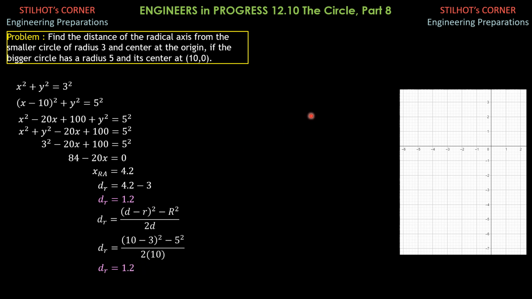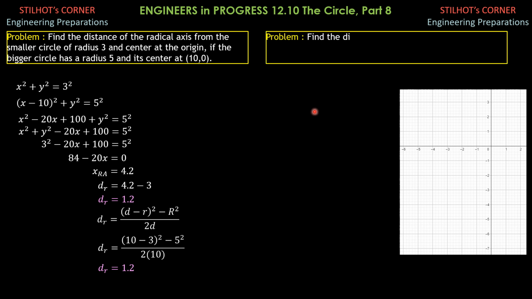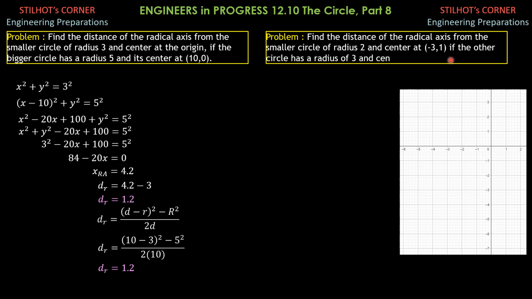Then for the last exercise, let's have the center at another point. Find the distance of the radical axis from the smaller circle of radius 2 and center at (negative 3, 1), if the other circle has a radius of 3 units and center at (negative 3, negative 6). So the first circle has its center at (negative 3, 1) and radius 2 units. So the equation is (x plus 3) squared plus (y minus 1) squared equals 2 squared.